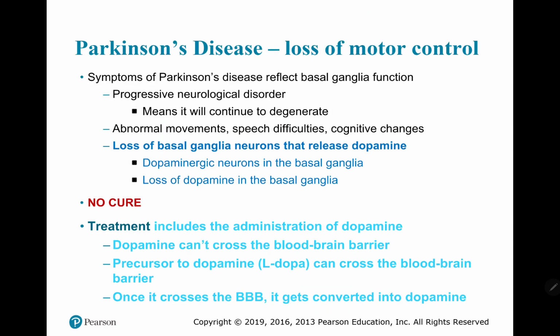Now, we did talk about Parkinson's disease, which is characterized by the loss of motor control. It's a progressive neurological disorder, meaning it's going to continue to degenerate. The symptoms we see are abnormal movement, speech difficulties, and cognitive changes. It's due to a loss of basal ganglia neurons that release dopamine. Those dopaminergic neurons are lost in the basal ganglia, and so we have a loss of dopamine.